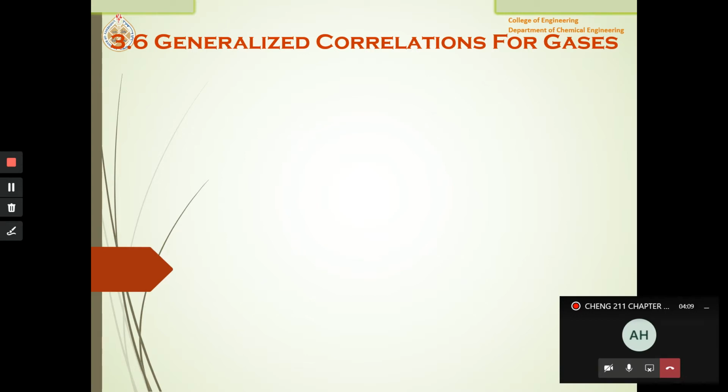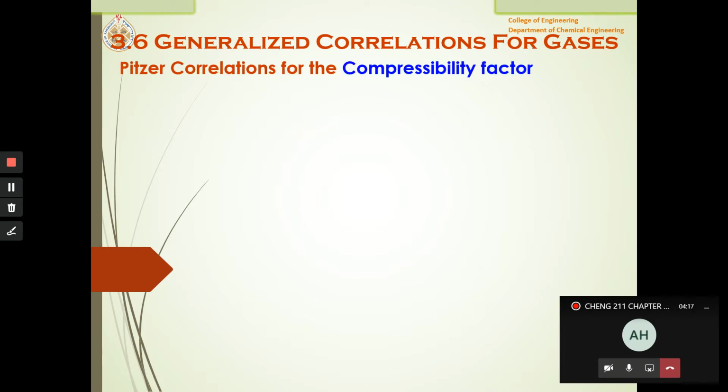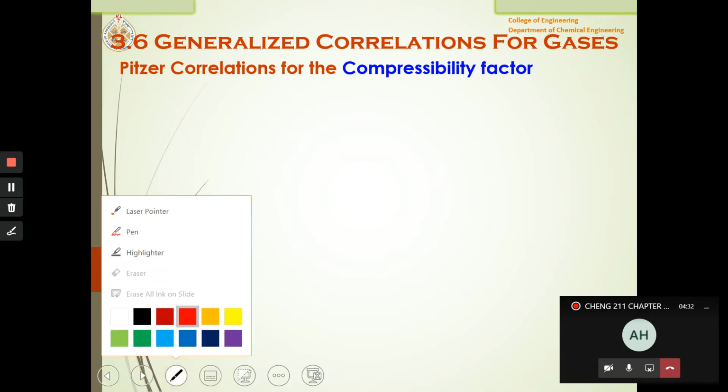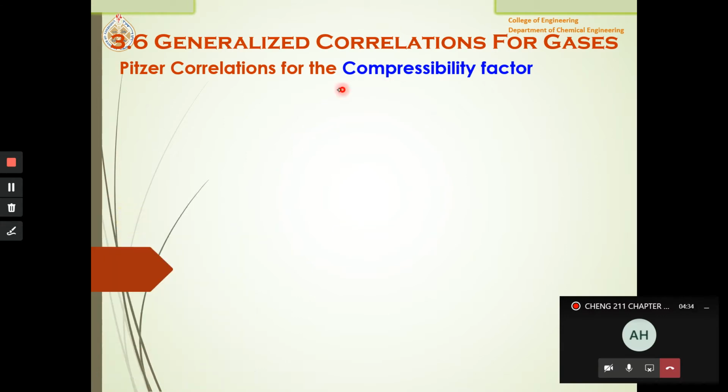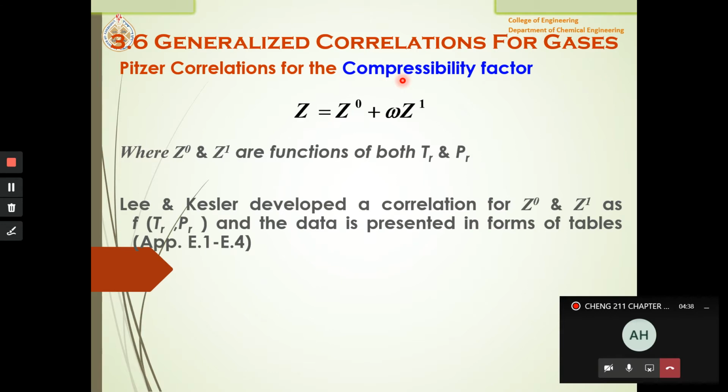So that section we have already covered last lecture. I just wanted to remind you that we started this section by talking about the special equations that are used only for gases. And we said they are called correlation equations. There are three methods. All of them are called Pitzer correlation. The first one is Pitzer correlation for the compressibility factor, and that's why you can see the one written in blue. It is for the compressibility factor itself. In other words, you are going to use Z = Z0 + ωZ1. Now, how to get Z0 and Z1, you have to go to the Lee-Kesler tables, which are appendix E1 to E4, and you need to get the values of Z0 and Z1 from there.